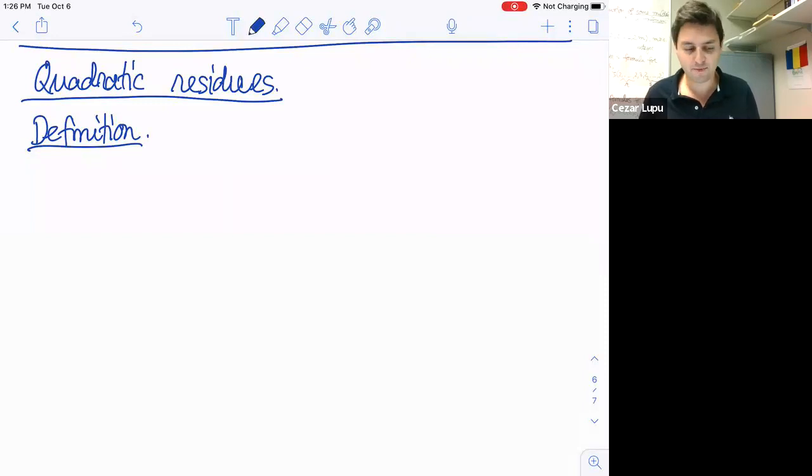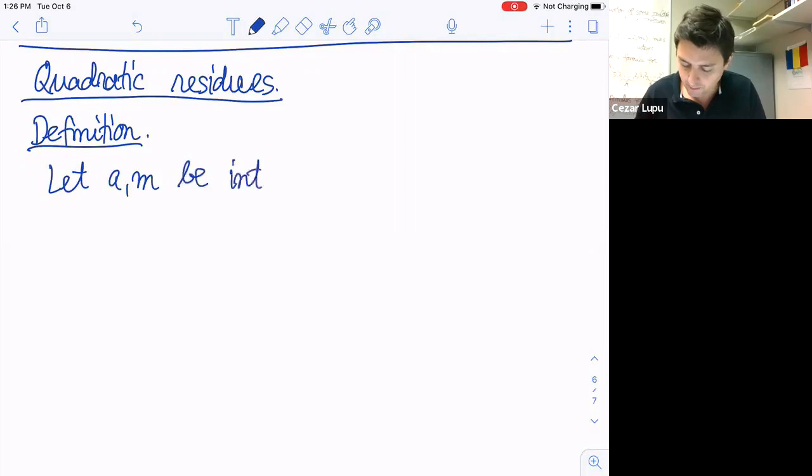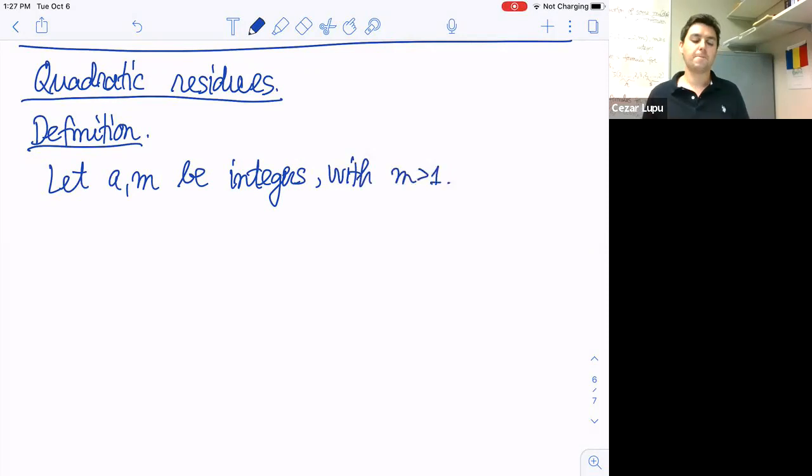So let's see what the quadratic residue is. I already said a few things about it, but you can also consider quadratic residue modulo an integer, not just a prime. So I'm just going to tell you the more general definition. Let A and M be integers, not just positive integers, with M greater than 1.